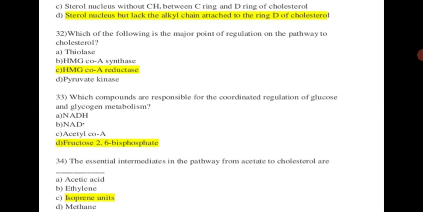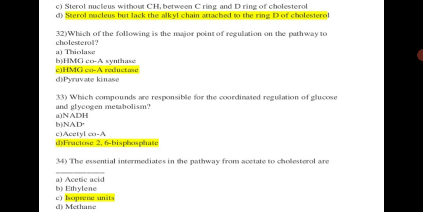Then question number 34. The essential intermediate in the pathway from acetate to cholesterol is the isoprene unit. From that isoprene unit there is a formation of cholesterol. The enzyme required for it is HMG-CoA reductase, and this enzyme is anchored in the membrane of the endoplasmic reticulum, and it is regarded as having 7 transmembrane domains with one active site located in a long carboxyl terminal domain in the cytosol.